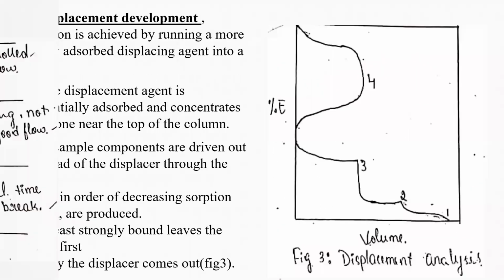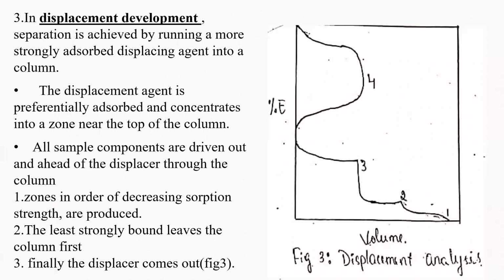And the third one is displacement development. Separation is achieved by running a more strongly adsorbed displacing agent into the column. The displacing agent is preferentially adsorbed and concentrated into a zone near the top of the column. All the sample components are driven out ahead of the displacer through the column. The zones are produced in order of decreasing sorption strength. The least strongly bound leaves the column first, and finally the displacer comes out.